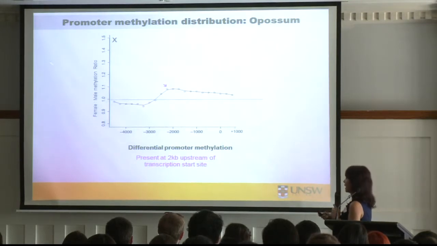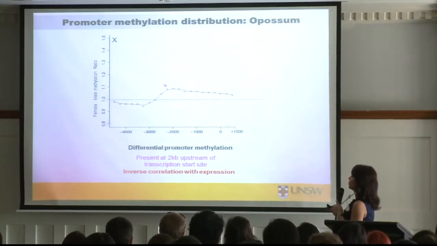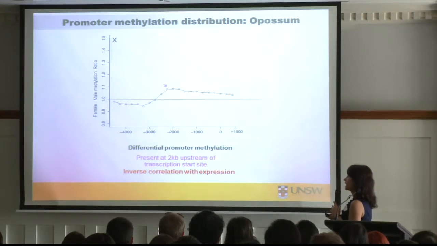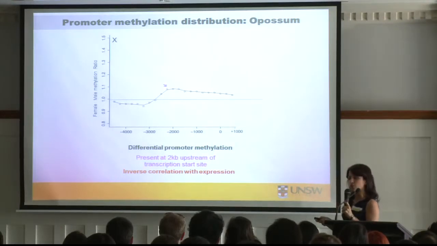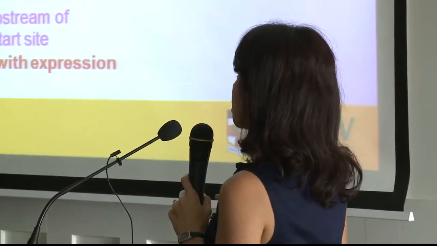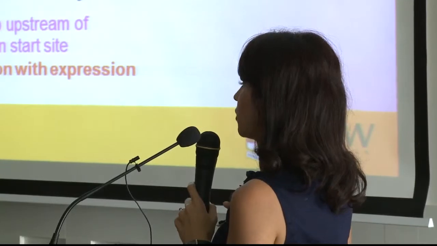So here you're looking at that 6 kb region of interest, and this is the female-to-male methylation ratio for all the genes on the marsupial X. What you would notice is that there is a female-specific methylation around 2 kb upstream of the transcription start site. This methylation has an inverse correlation with expression, although I am not showing you the data in this talk. What is interesting is that the methylation which has been associated with placental X inactivation is much closer to the transcription start site, within the first 500 base pairs.